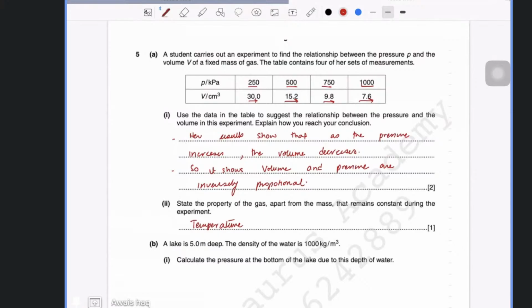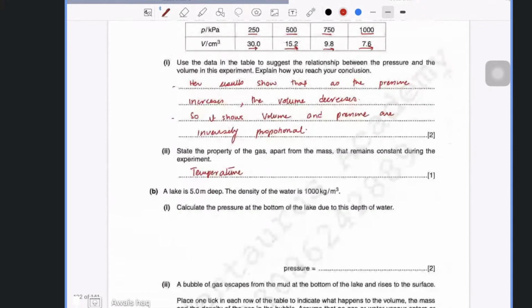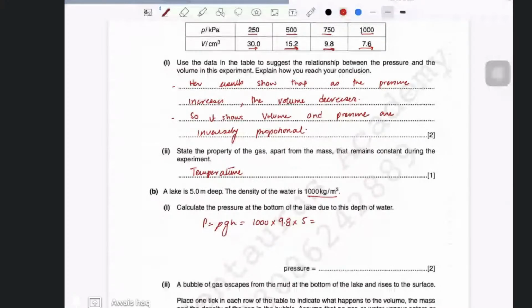Then it says a lake 5 meter deep, the density of water is this. Calculate the pressure. So pressure is rho g h. The density is 1000. We're going to take g as 9.8 from now on, and this is 5. So could you please help me find the answer to this? 49,000 Pascals.